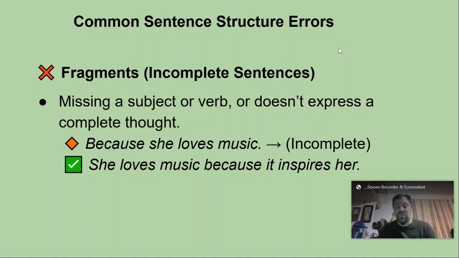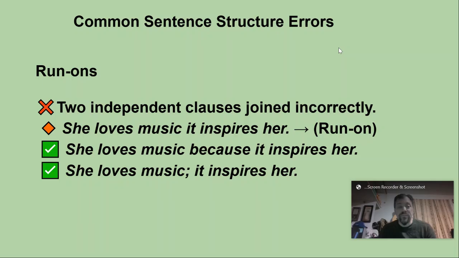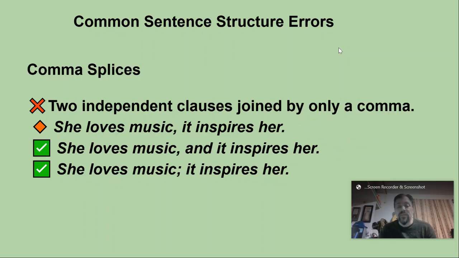Fragments: when it misses a subject or verb, like "because she loves music," that needs the other part. If it comes first, "Because she loves music, because it inspires her, she loves music," you need a comma in there because you always need the independent clause. Run-ons: two independent clauses joined only by a comma, like "She loves music, it inspires her." Since they're independent, you need the comma and a conjunction or the semicolon, as in "She loves music and it inspires her."